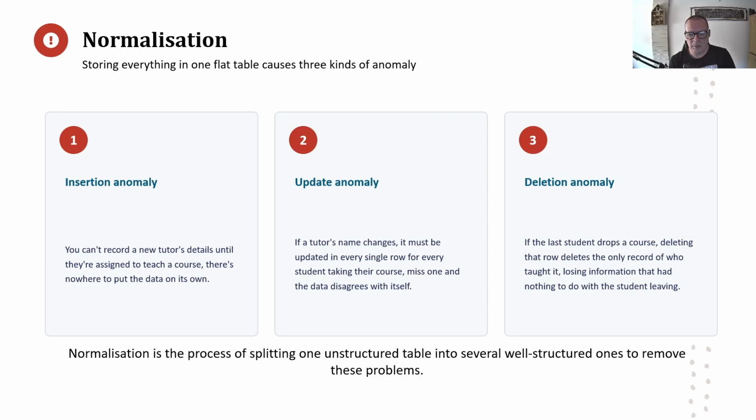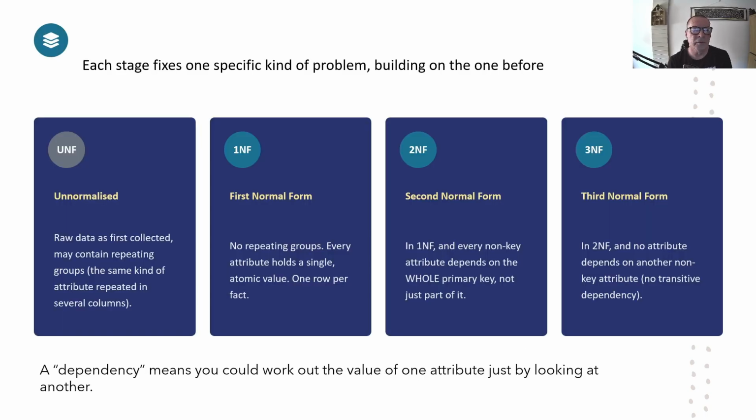So to get around this, one of the processes we use is normalization. We split this one unstructured flat file into several well-structured ones to get rid of the problems. Each stage of the normalization process fixes one kind of problem, and they all build on the one before. So we start off with unnormalized data. The raw data is just collected. There may be repeating groups, the same kind of attribute repeated in several columns, and it's just not normalized yet.